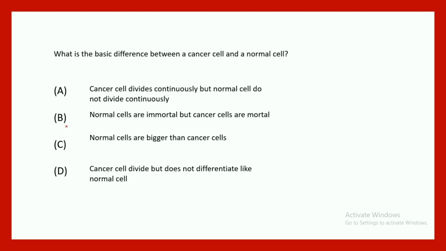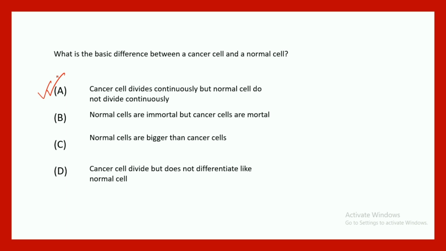What is the basic difference between a cancer cell and a normal cell? A cancer cell divides continuously, but a normal cell does not divide continuously. Yes, there are cells in the body which divide quite a lot, such as the stem cells and the bone marrow cells, but there are many cells such as skin cells and neurons that don't divide at all, or rarely divide.